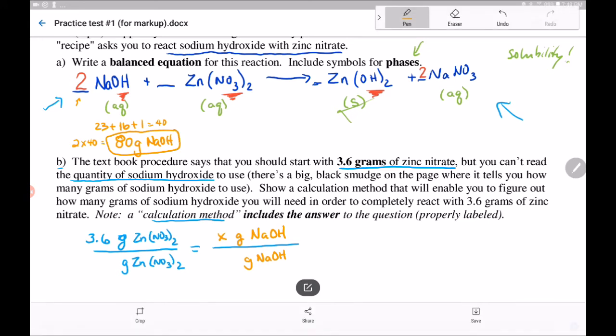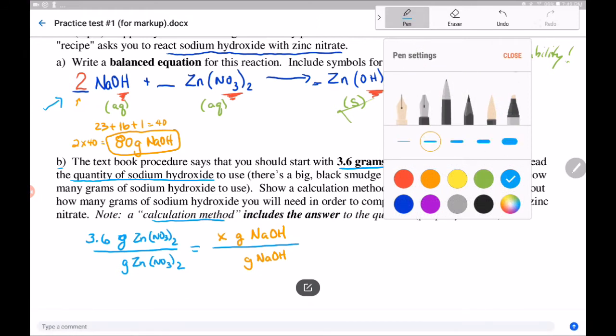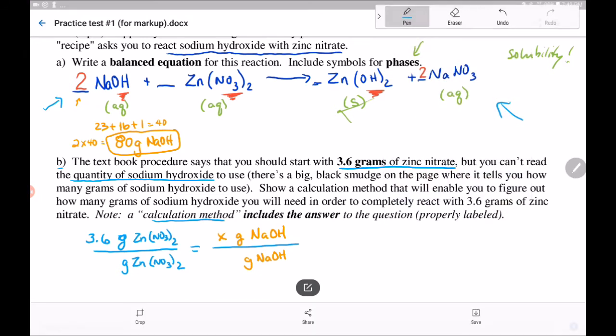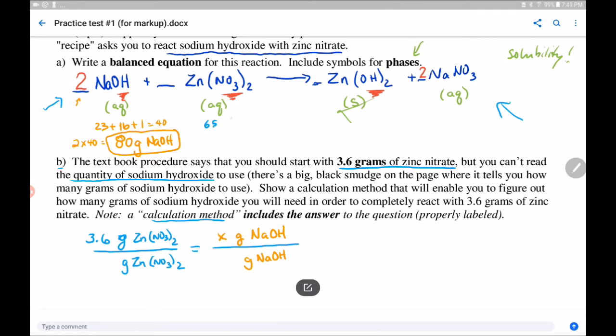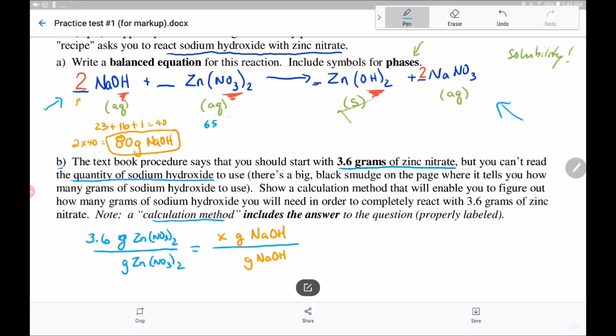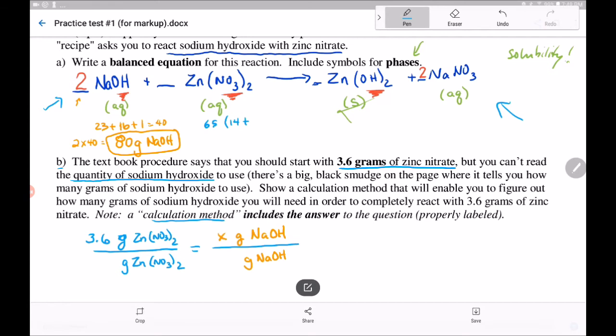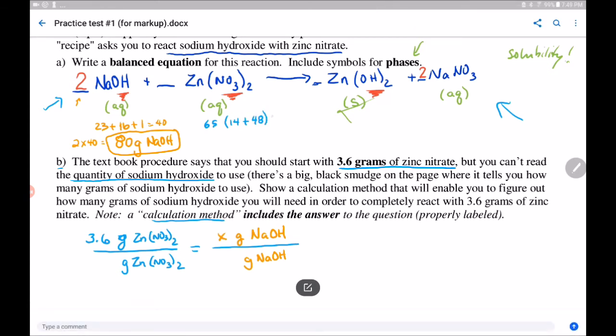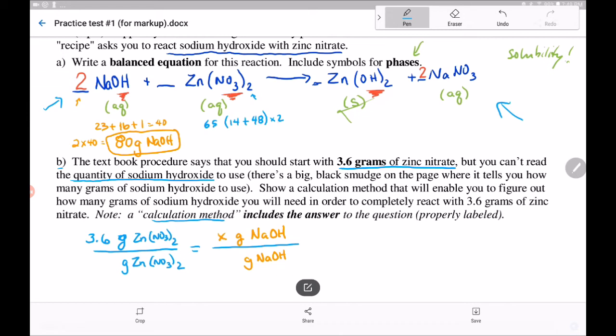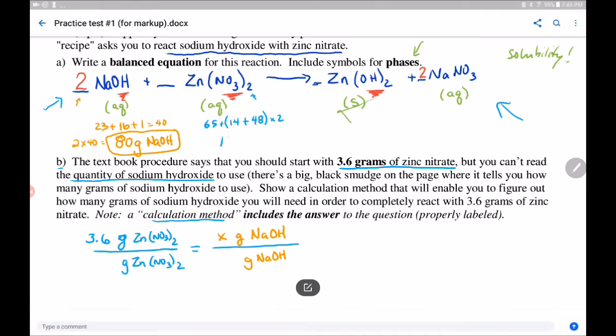The balanced equation also calls for zinc nitrate. What's that? Molar mass, 65 grams of zinc. Nitrate, we have 2 of them. I'm going to do it this way. This is not the only way, but it's a good way. 14 for the nitrogen, 48 for 3 oxygens, and that is times 2, because this number outside the parentheses multiplies everything inside. So that's 62 times 2 is 124 plus 65. That's a total of 189 grams of zinc nitrate. That's the molar mass.